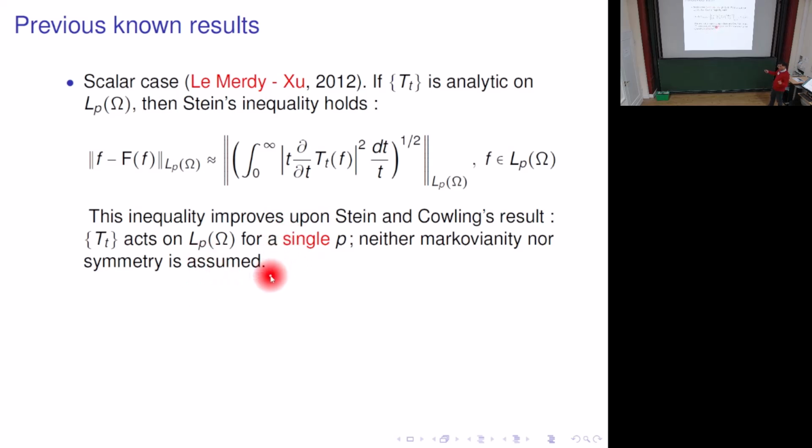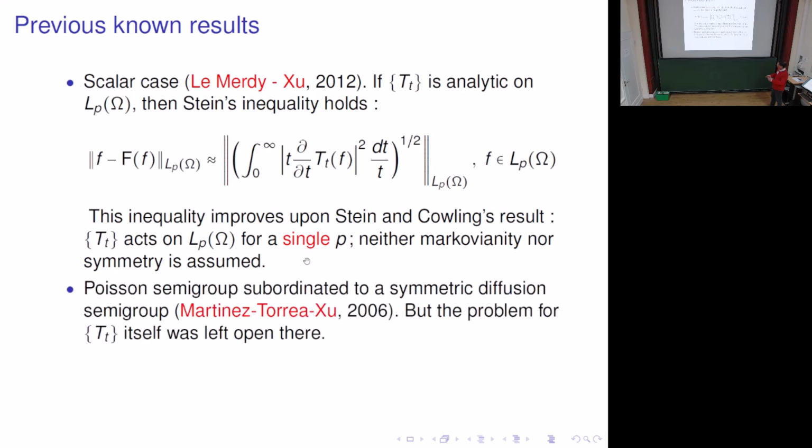First, we consider only one p. p is fixed, and we cannot assume Markovianity nor symmetry. So this is much more general. And also, coming back to the Stein setup of symmetric diffusion semigroups, we proved the previous result many years ago with Martinez and Torrea for the Poisson semigroup subordinated to a symmetric diffusion semigroup.